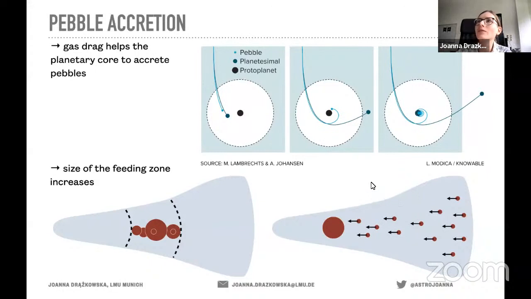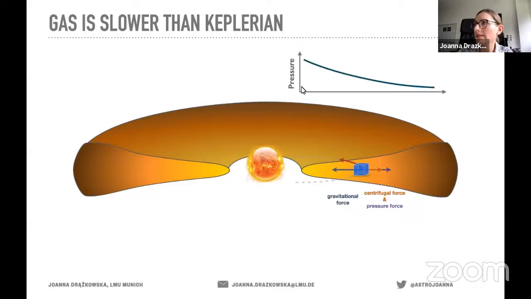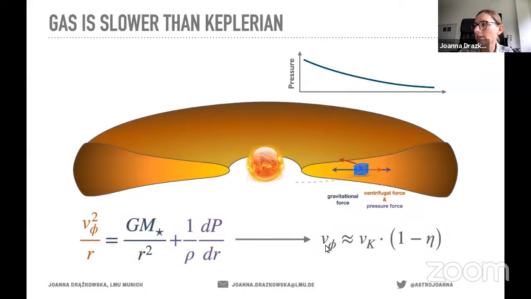To understand that, we have to look a little bit closer at the physics of such an accretion disk that is surrounding our star. If we now follow a portion of gas located somewhere in our circumstellar disk, and we want to know the orbital speed of the gas, we have to take into account three factors. There is, of course, the gravity of the central object, there is the centrifugal force, and there is pressure, because the gas is pressure supported. The pressure is generally decreasing with the distance to the star, because in the inner parts the disk is denser and hotter.